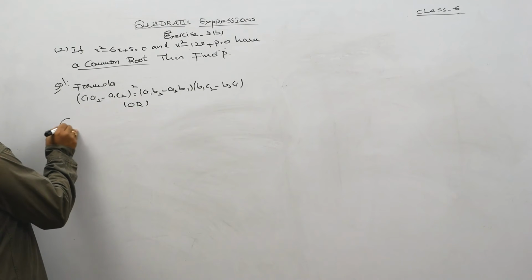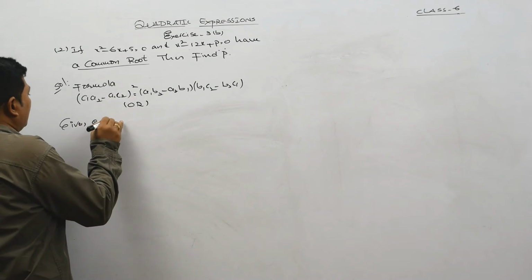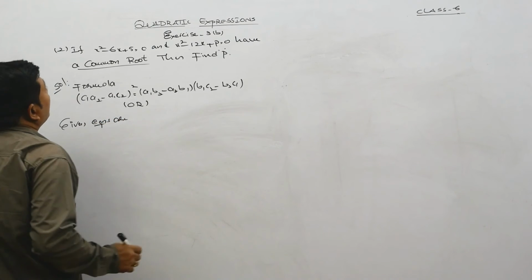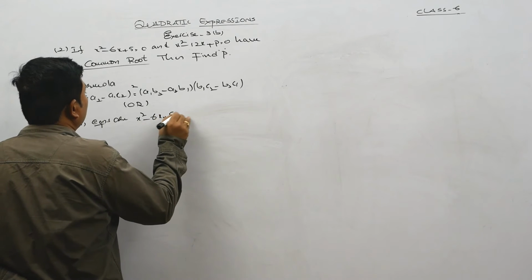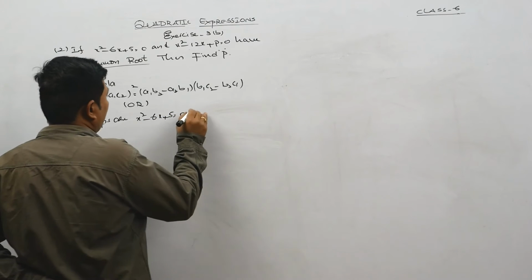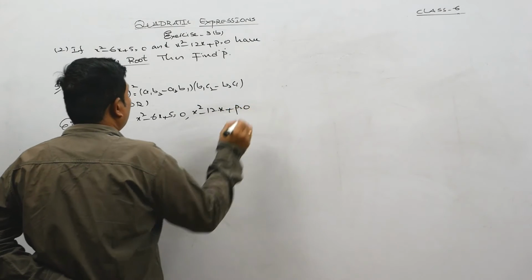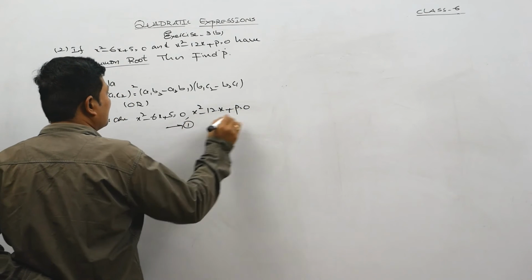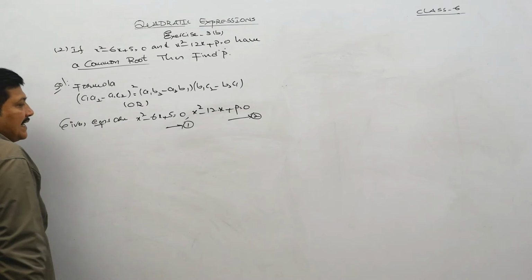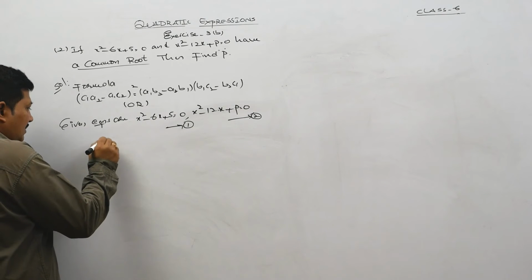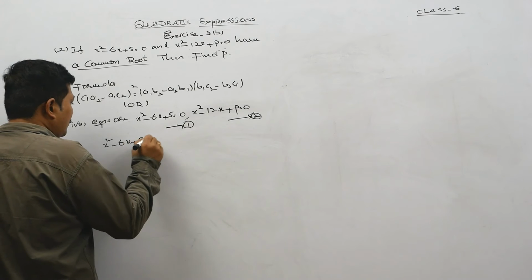Given equations are x square minus 6x plus 5 is equal to 0 and x square minus 12x plus p is equal to 0. Let's call them equation 1 and equation 2. Now equation 1 is a direct quadratic equation, we can solve that one. x square minus 6x plus 5 is equal to 0.